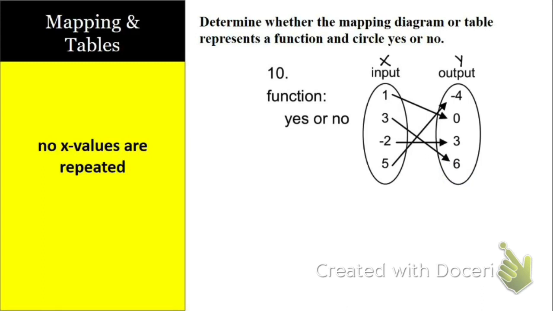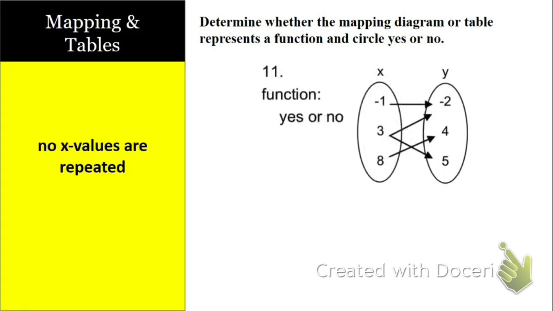What we look for in a mapping is whether any of the x values, the numbers that they gave us, has more than one arrow coming from it. So this 1 only has one arrow coming from it, this one has one, this -2 only has one arrow coming from it, and this 5 also only has one arrow coming from it. Because each one of my input values, my x values, only has one arrow coming from it, this is considered to be a function. So we will circle yes, it is a function, because no x value is repeated. Okay, so let's move on to the next one.